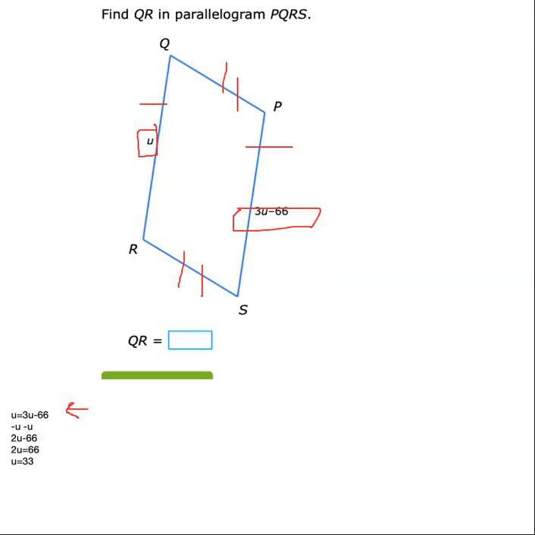All right, so if U is equal to 3U minus 66, I'm going to subtract U from both sides. That's going to give me 2U minus 66. I want to get the variable on the other side, so I'm going to add 66 to both sides. So it's going to be 2U is equal to 66. Then I'm going to divide both sides by 2, and U would be equal to 33. So on this one, my final answer would be 33.